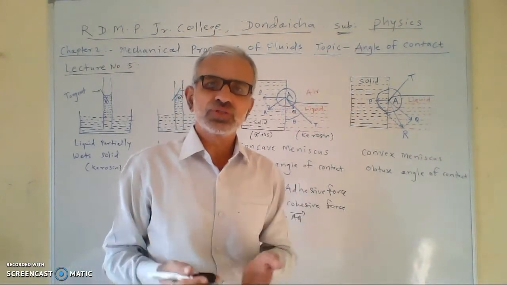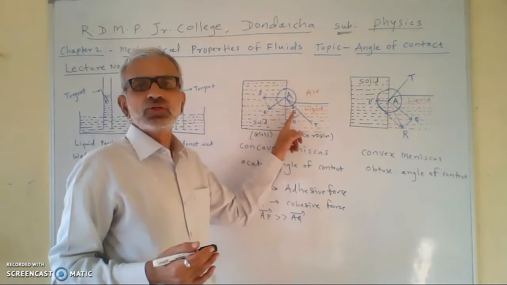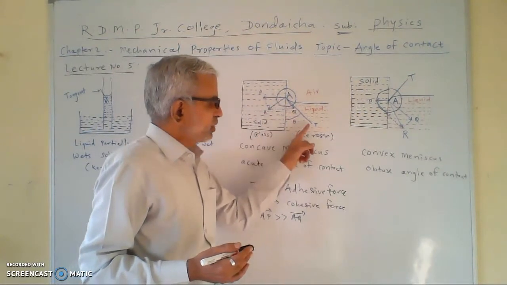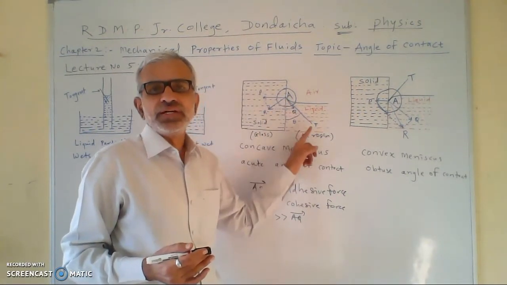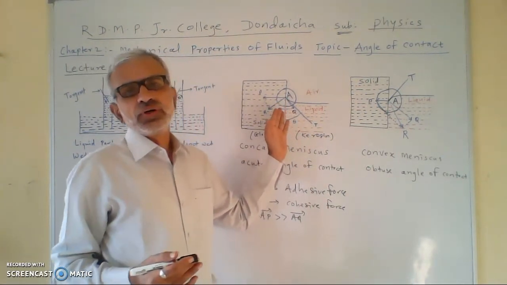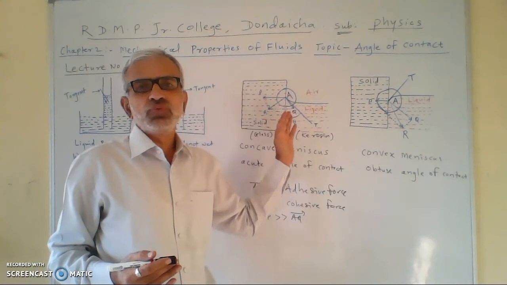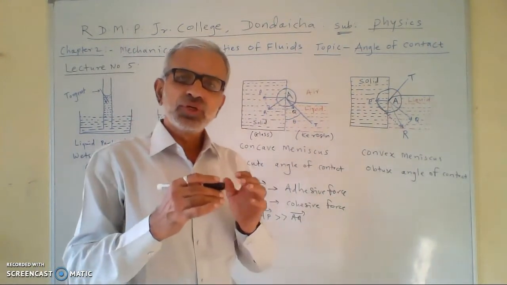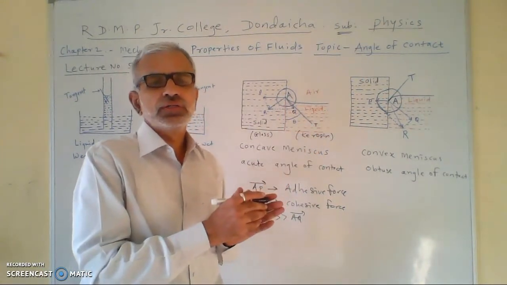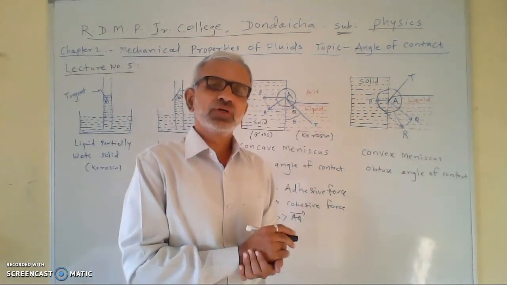Now, liquid molecules on the surface. To make this resultant vector AR normal to AT, which is the tangent, this liquid molecule A piles, means it moves in upward direction. Because of this, the shape of the liquid near the solid, in contact with the solid, is concave. So this is the explanation of the concave meniscus.